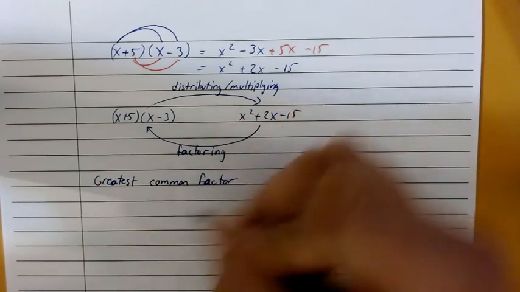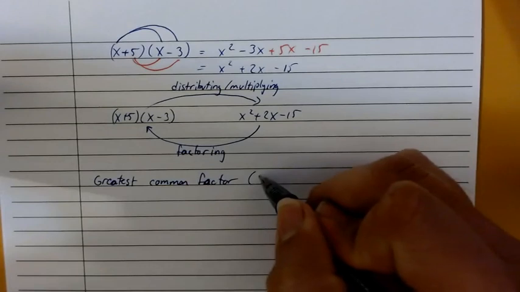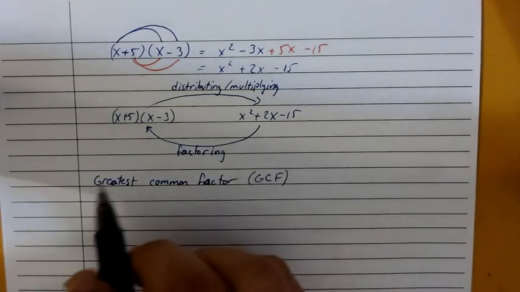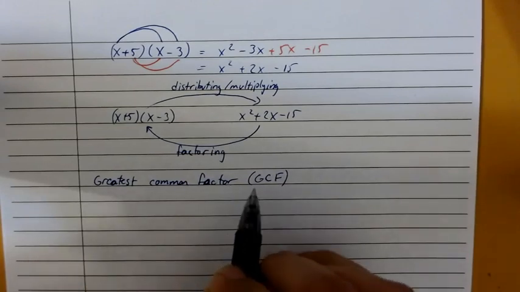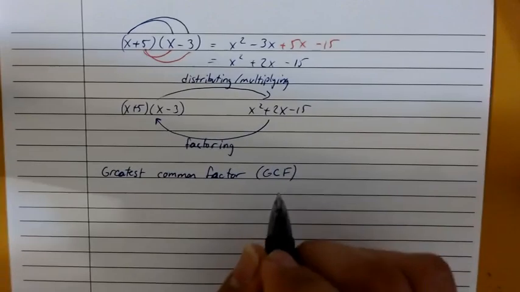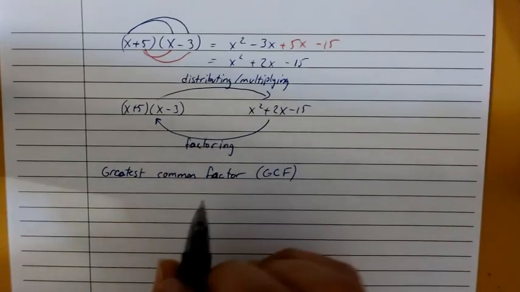The greatest common factor, first of all, is a long phrase to say. No one wants to say that whole thing. So it's often abbreviated as GCF. It's easier to write, easier to say. Greatest common factor, GCF. All right. So the greatest common factor is the biggest factor of all terms of the polynomial.